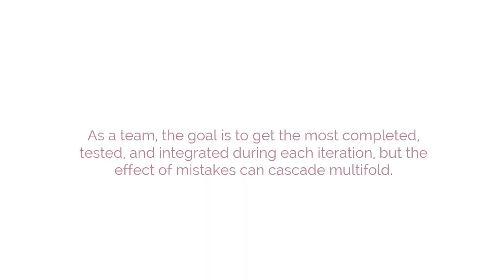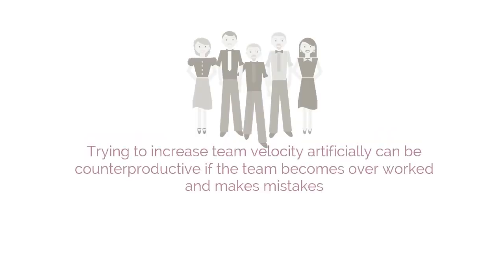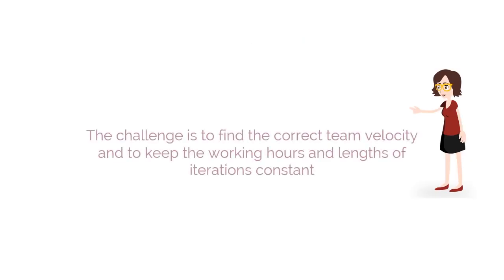As a team, the goal is to get the most completed, tested, and integrated during each iteration, but the effect of mistakes can cascade multifold. Trying to increase team velocity artificially can be counterproductive if the team becomes overworked and makes mistakes. Therefore, the challenge is to find the correct team velocity and to keep the working hours and lengths of iterations constant. And with that, we've come to the end of this session on practices in extreme programming.